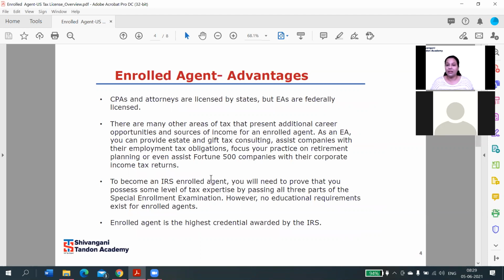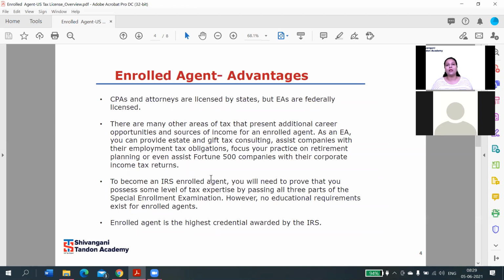Next is, what are the advantages? As I told you, CPAs and attorneys are licensed by the state, so their work profile is quite limited. However, EAs are federally licensed, so you can even reside in Texas or any other state, but once you have this license, you can practice all over the US. This is the highest credential awarded by the IRS in the US tax field. Like CPA is the highest credential in the US audit field, similarly, enrolled agent is the highest credential in the US tax field.